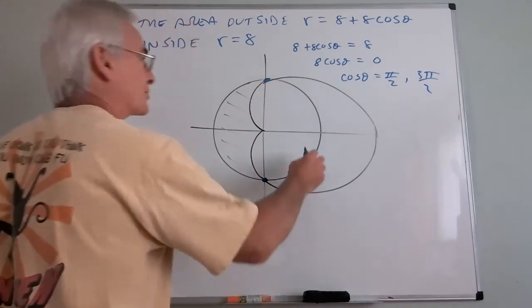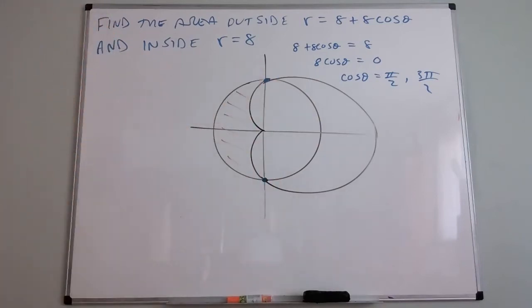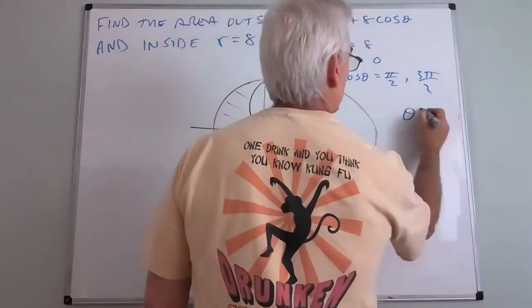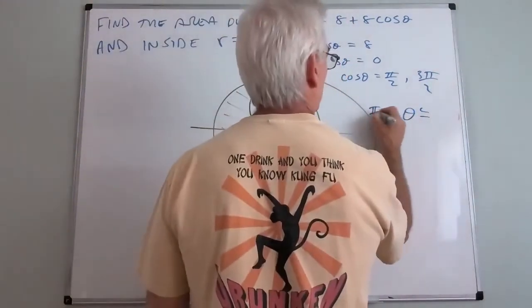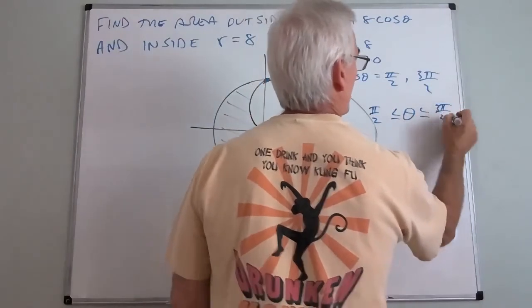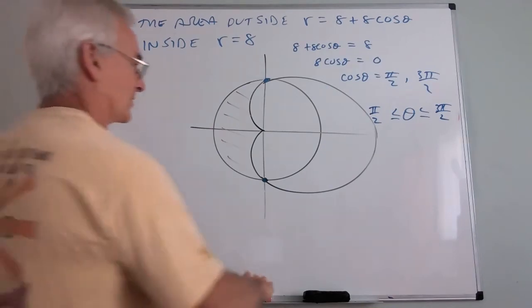So in my picture, if that's pi over 2 and that's 3 pi over 2, what are my limits of integration going to be? Pi halves to 3 pi halves. Good. My limits of integration clearly go that way. So it's going to be from pi over 2 to 3 pi over 2. Okay, I got that part nailed. Now the problem is, what is my integrand going to look like?